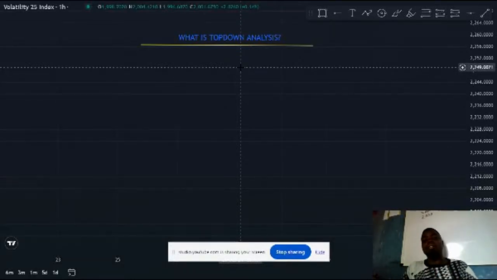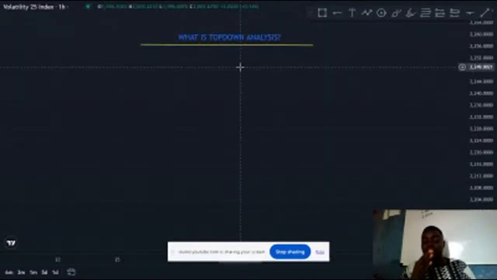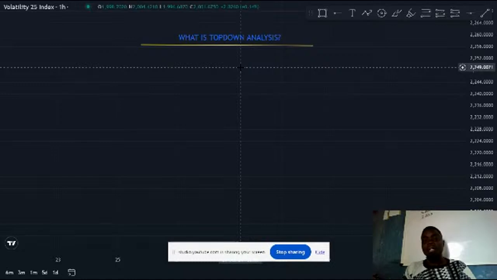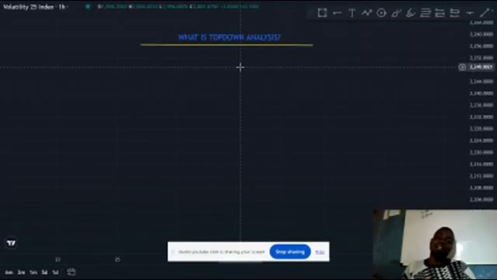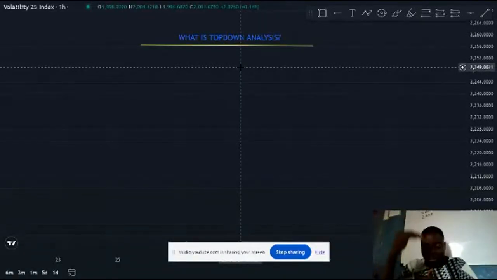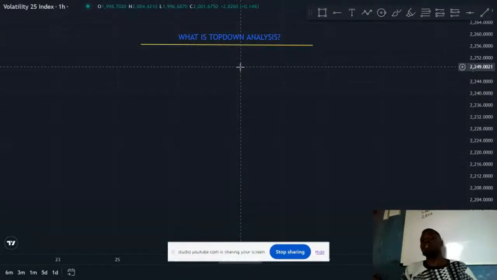Top down analysis is a process we take as traders to analyze the market from a higher time frame to the lower time frame. Because the big boys, the smart money, are actually taking trades from the higher time frame. They look at what is happening and they can scale down and take it. So if they look at the market and it is bullish and you are selling, they'll use you as liquidity. Yes, you'll be used as liquidity.